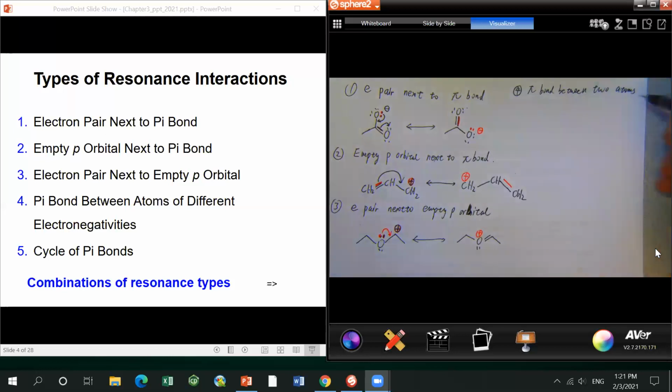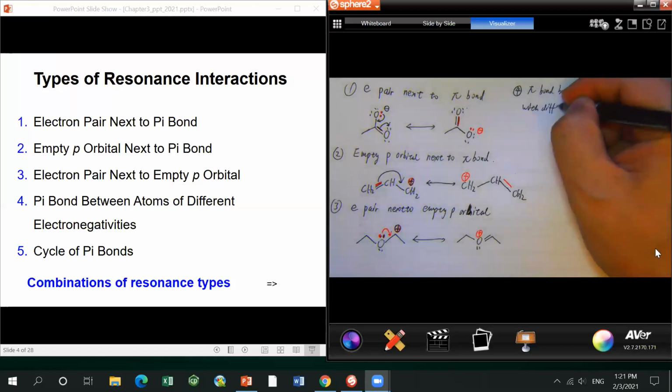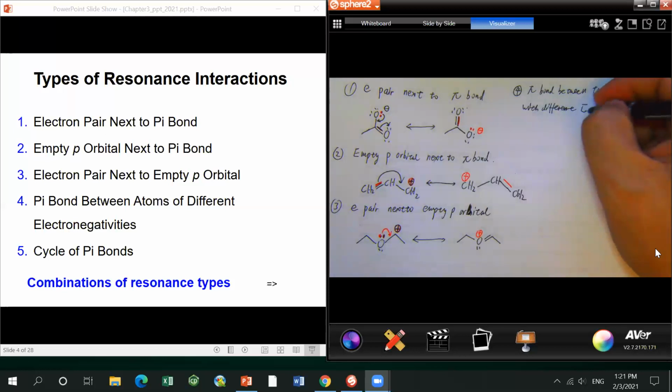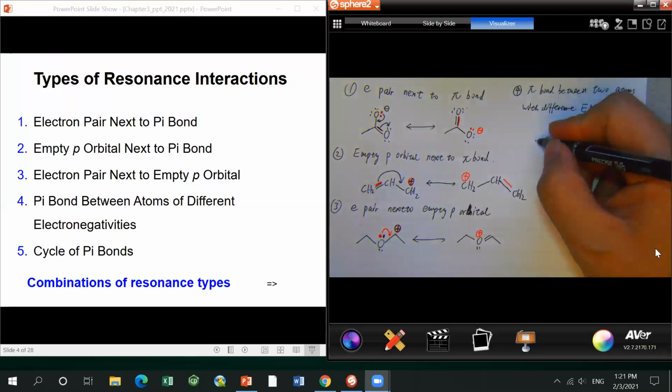Make sure these two atoms are different and have different electronegativity. So I use this to represent electronegativity. For example, I show this one.